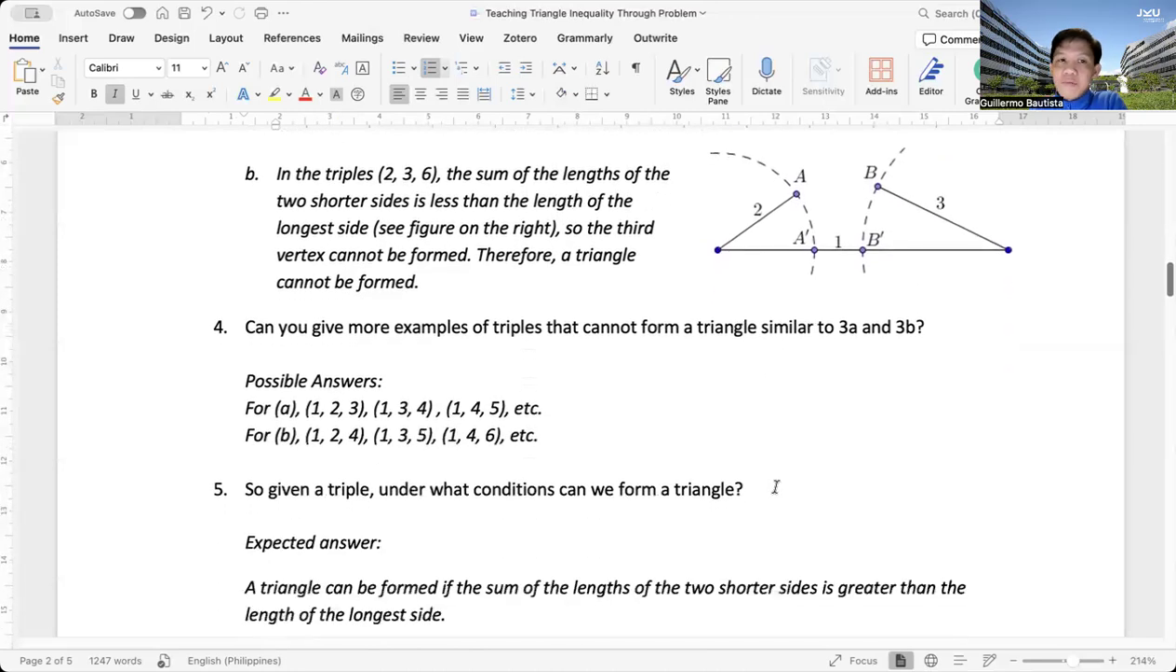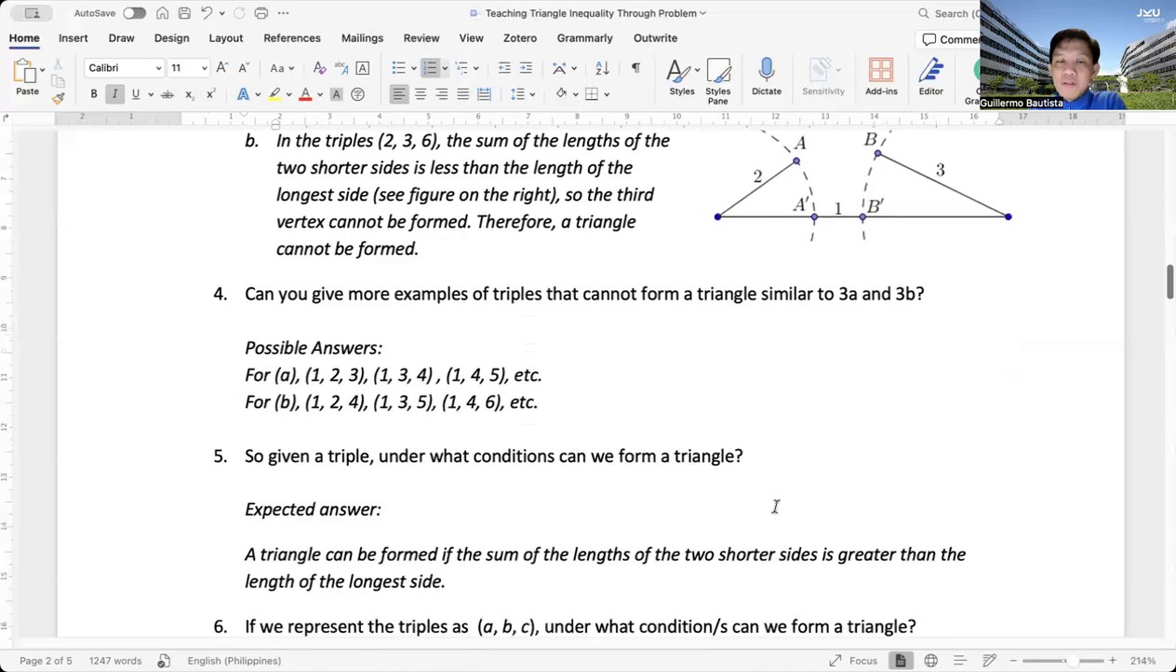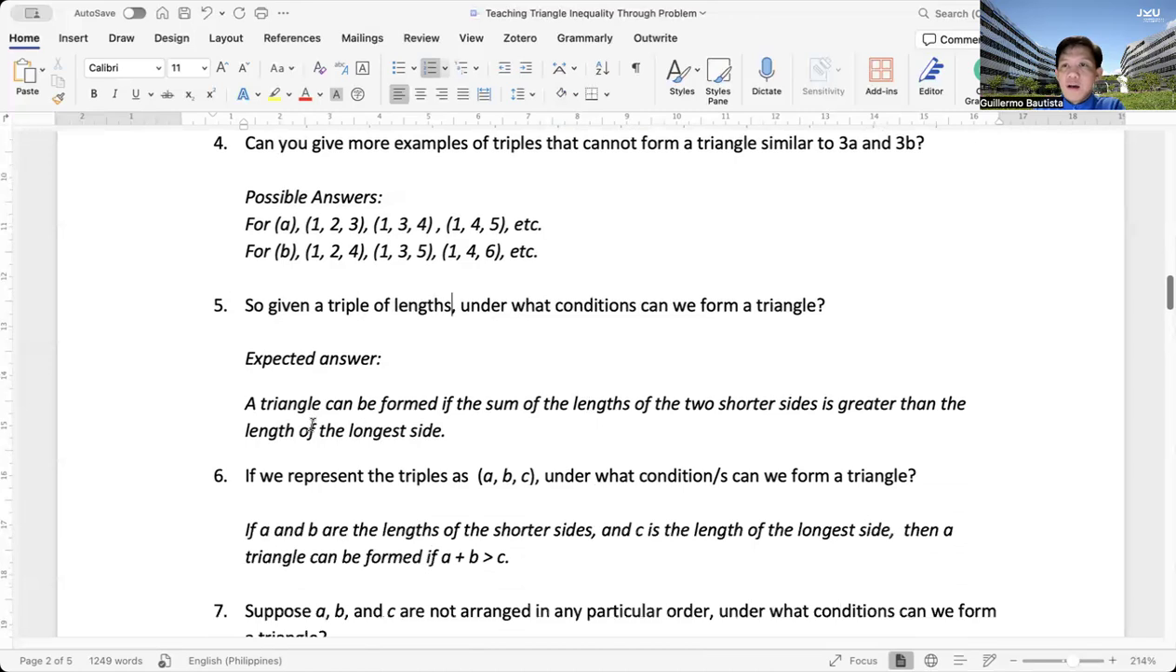After that, it's time for generalization. So given a triple of lengths, under what conditions can we form a triangle? And of course, they have to discover that a triangle can be formed if the sum of the lengths of the two shorter sides is greater than the length of the longest side.